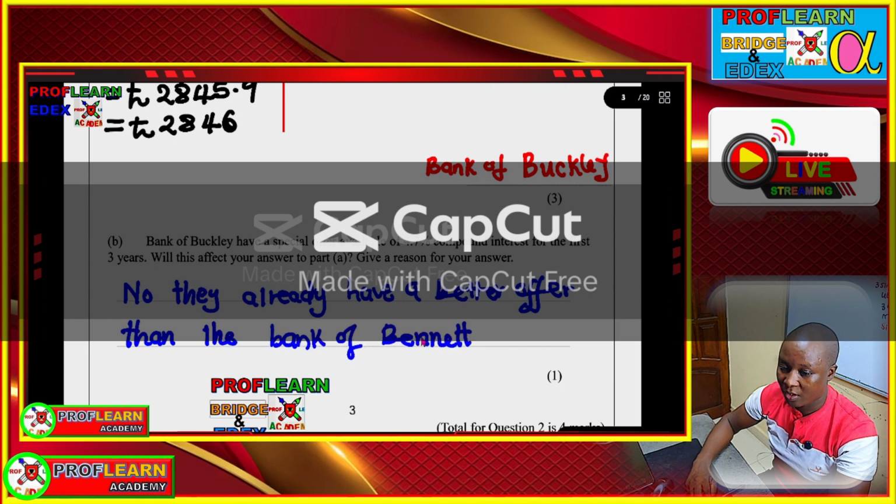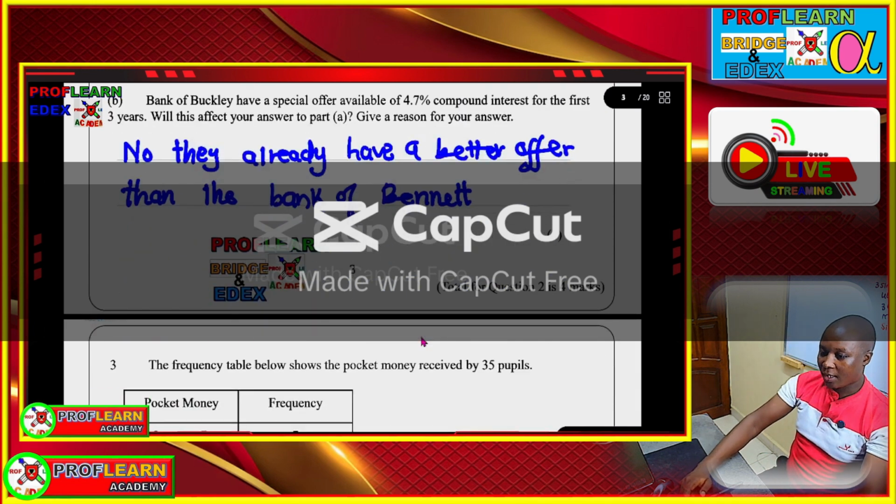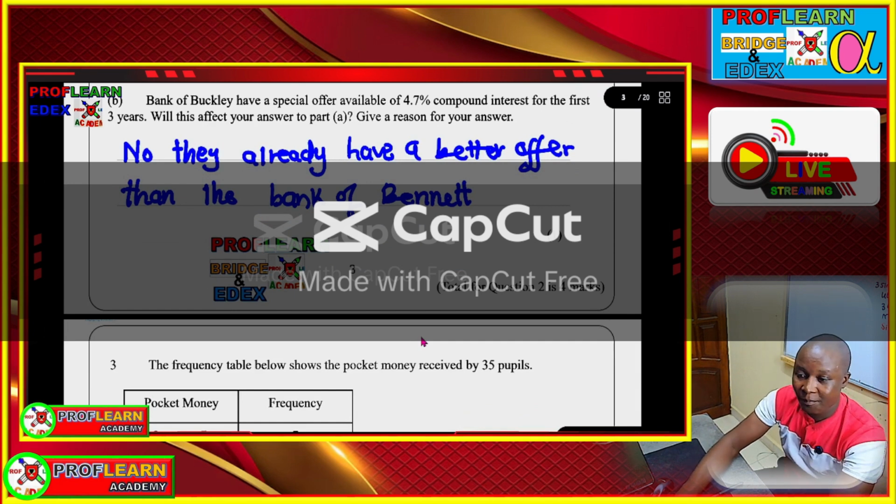If you are to invest, of course, we are doing GCSE 2H so that in future we know how to do the calculation to decide which bank to invest your money in. That's why we are learning this.